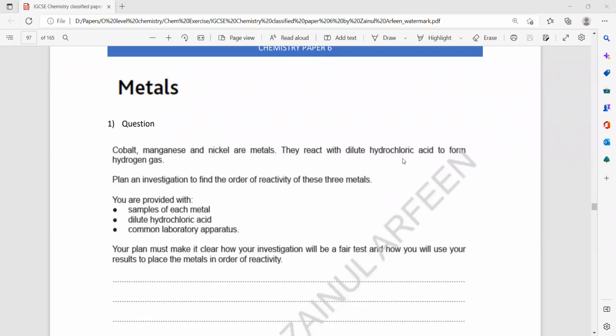This experiment can be done in different ways. We can either measure the rate at which they form hydrogen gas. We can also record the time taken for the mass to change, like measuring a rate. Or we can make one salt solution and add the other two metals. If it displaces, it will be more reactive. If it does not, then it will be less reactive.